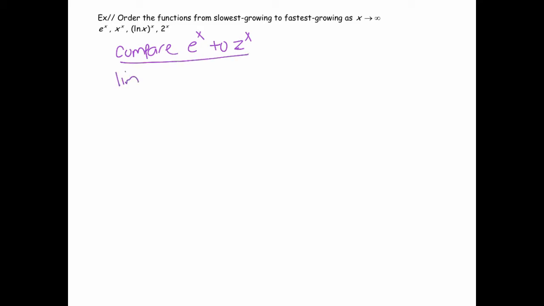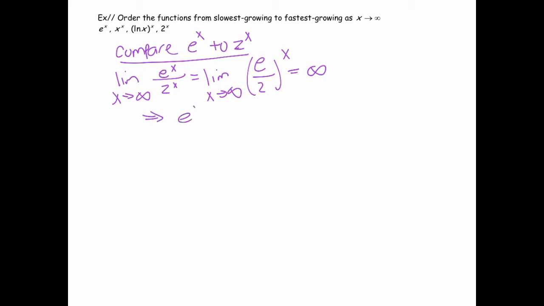So you get the limit as x goes to infinity of e to the x divided by 2 to the x. Now before we use L'Hopital's rule, we can probably get around it. I can write this as e over 2, all to the x. Now e is bigger than 2, so this is a number bigger than 1 raised to the infinity, so this is infinity. So that means that e to the x grows faster than 2 to the x.